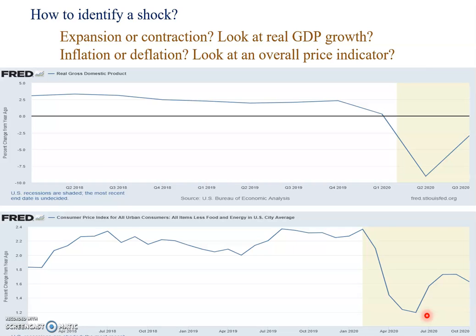In other words, the overall price level actually becomes lower, right? And so we could say, the current pandemic is a contraction and deflation. Now here, we probably need to be a little bit more careful because it's actually not really a deflation. It's just that the growth of the overall price level declines, not as fast as the pre-pandemic level.